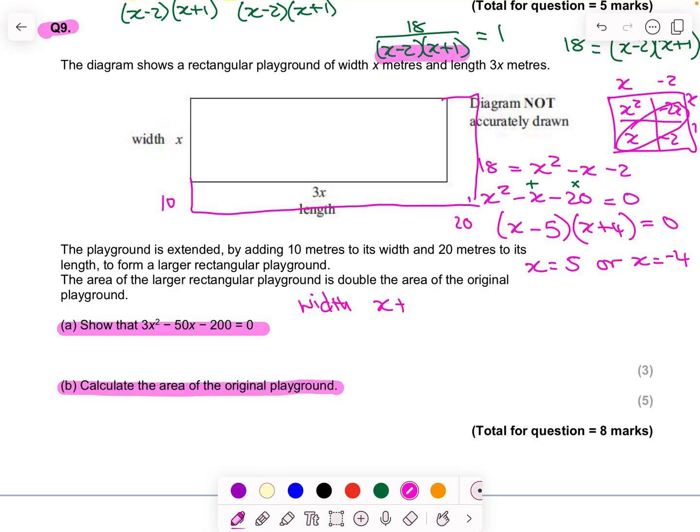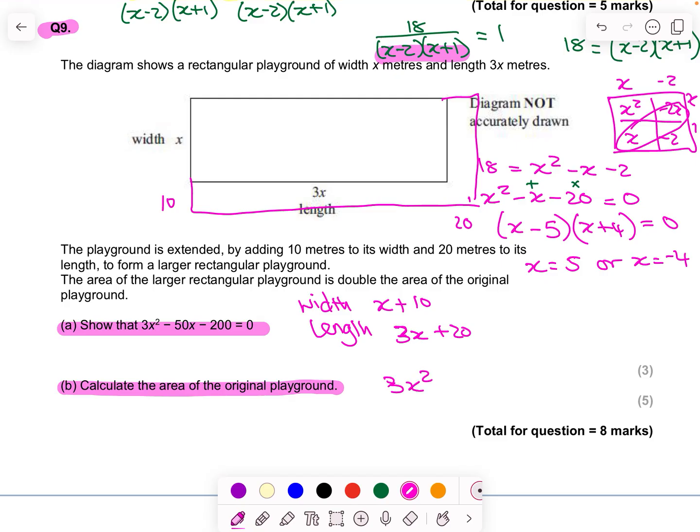that is x plus 10 and a length that is 3x plus 20. Then it says to form the area of the larger rectangular playground is double the area of the original. Okay, so let's find the area of the original. So the area of the original is just 3x times x. So 3x times x is 3x squared.